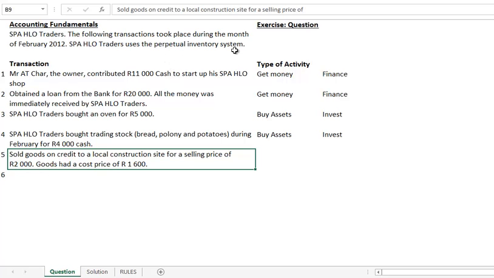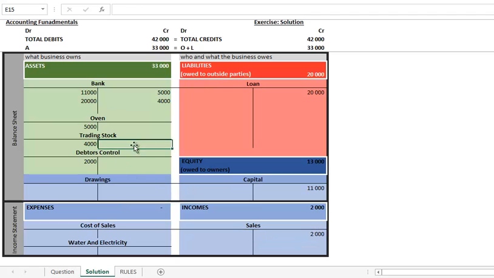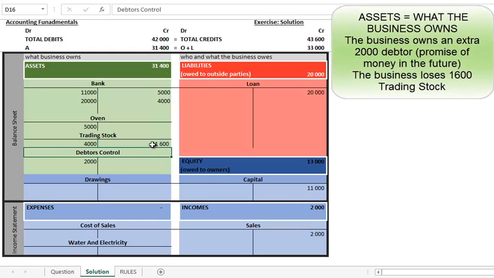Since we were using the perpetual inventory system, we also need to record the trading stock that was lost. So my trading stock increases on the debit side and it decreases on this side. So I lost 1,600 Rand of trading stock. Now, whenever an asset is used, we need to record an expense. The relevant expense here is cost of sales.